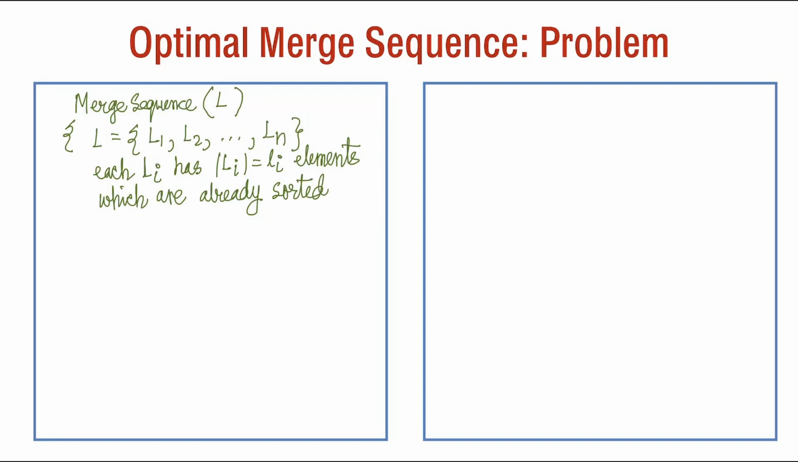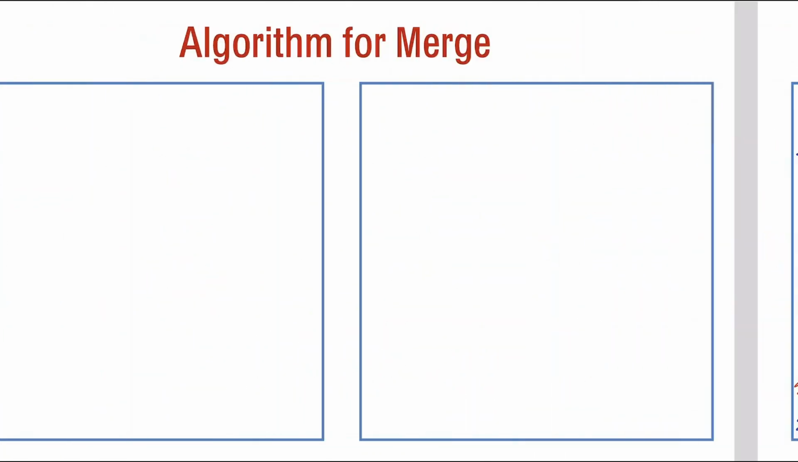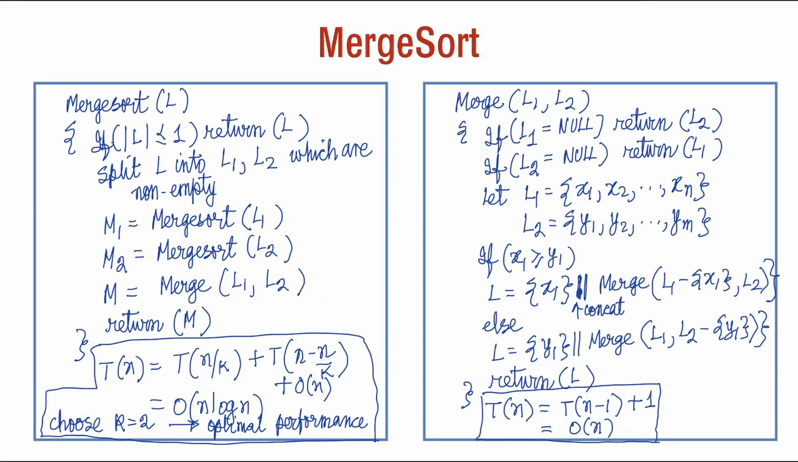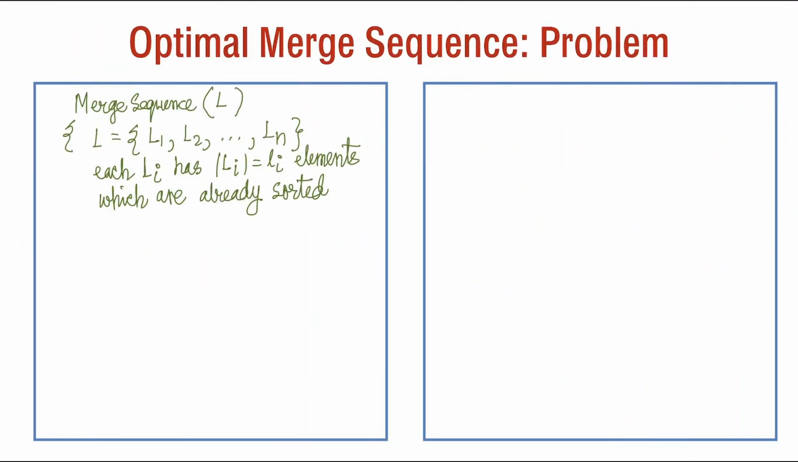We know how to do it when there are only two. That algorithm we have already seen in merge. But now when we have more than two, how do we analyze it? Let us see what are the issues involved in this.